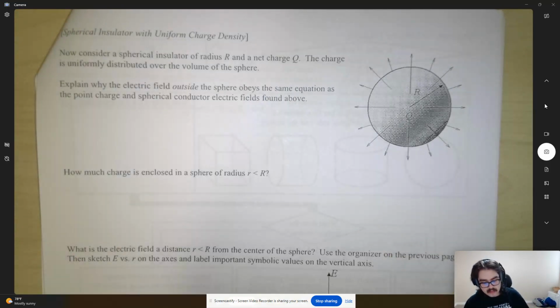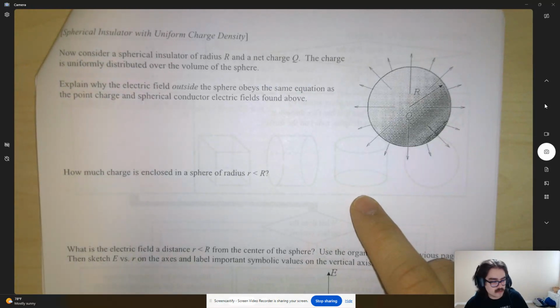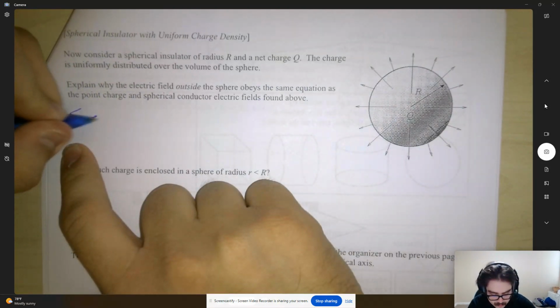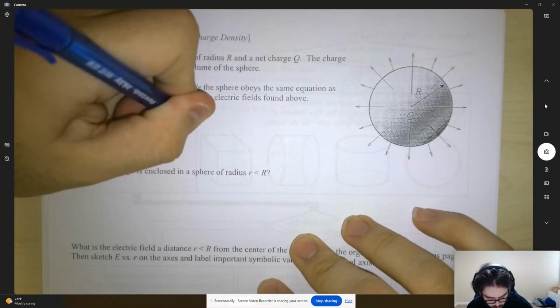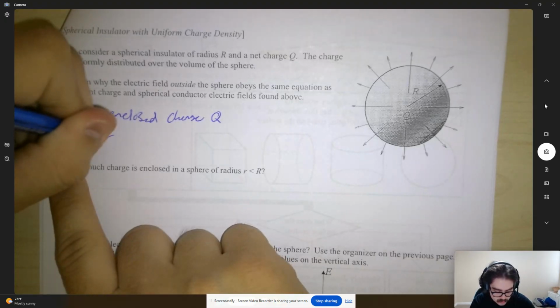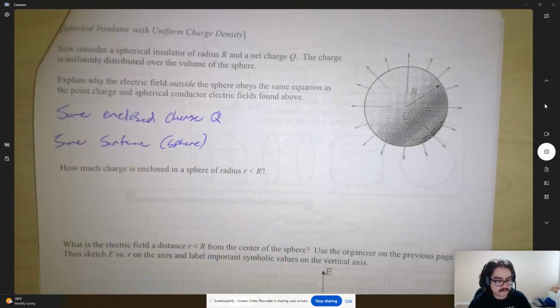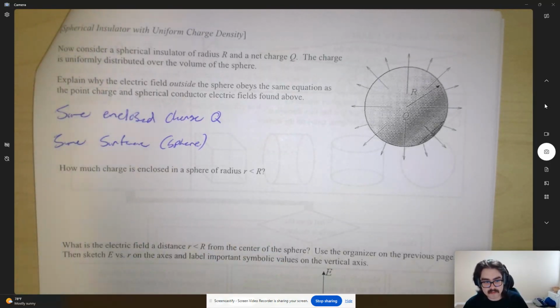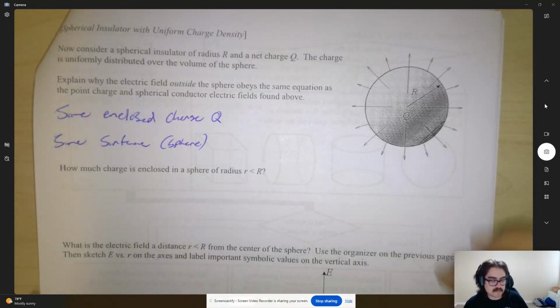If you go outside of the sphere, it's the same as the point charge in the spherical conductor. The reason is because you have the same enclosed charge Q, and you're going to use the same surface, which is a sphere. It ends up being the exact same thing. If you want to see that proven, you could ask, but I'm not going to. It ends up being the exact same thing.